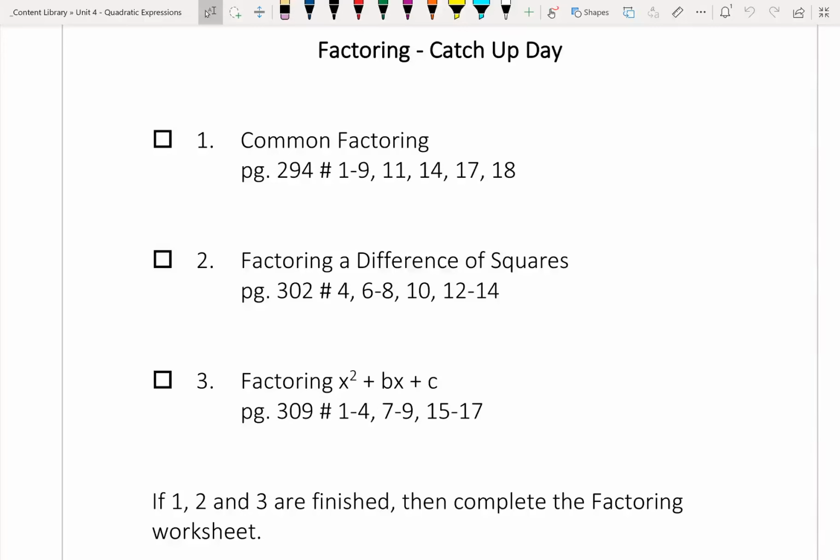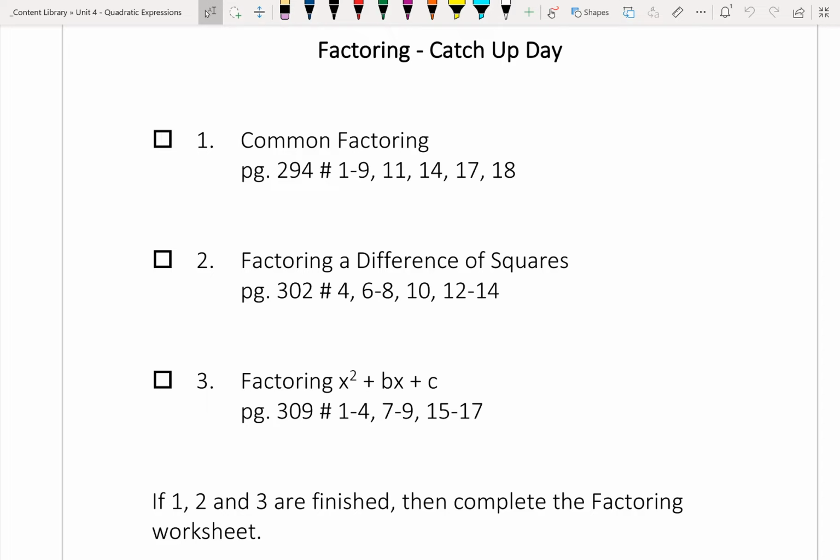In today's note, we're going to be reviewing the three different forms of factoring. As we can see here, this is just the homework from the past couple lessons where we looked at common factoring, factoring a difference of squares, and factoring a trinomial, or x squared plus bx plus c. So again, this is just the homework questions.